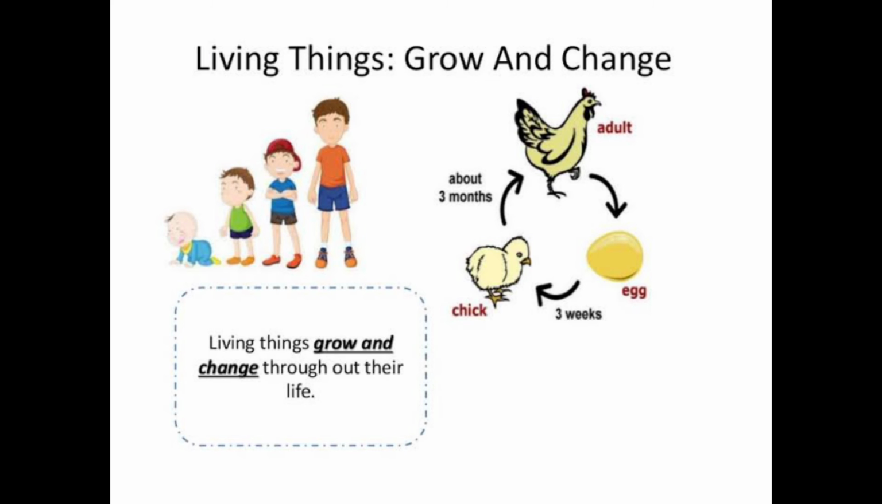For example, a hen, or you can say a chicken. As we know, a chicken lays eggs, and after 3 weeks the eggs become chicks, and the chick then develops in 3 months into a complete chicken.